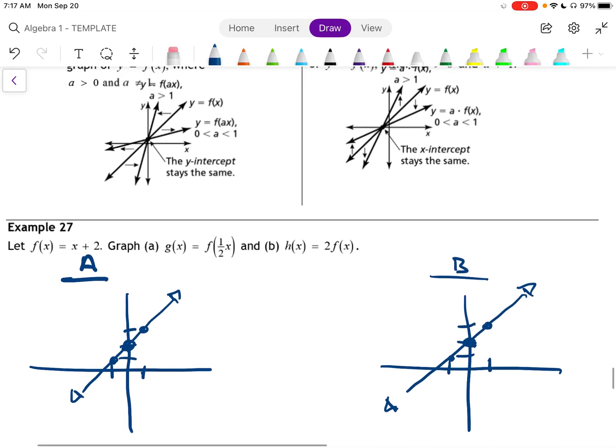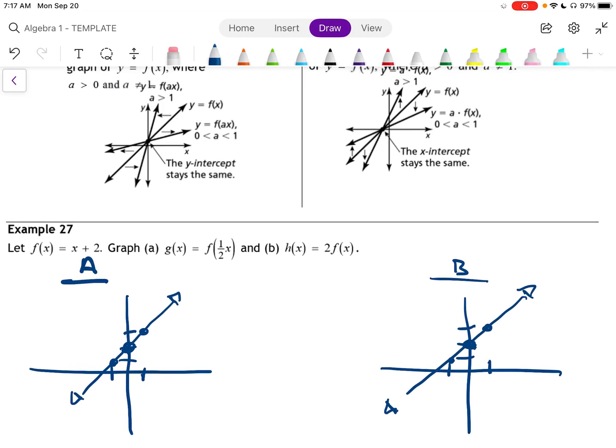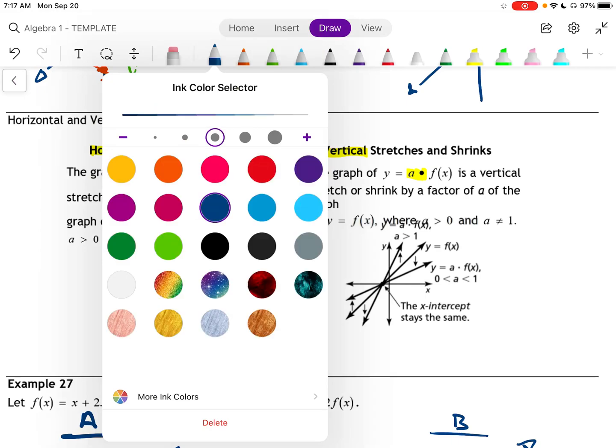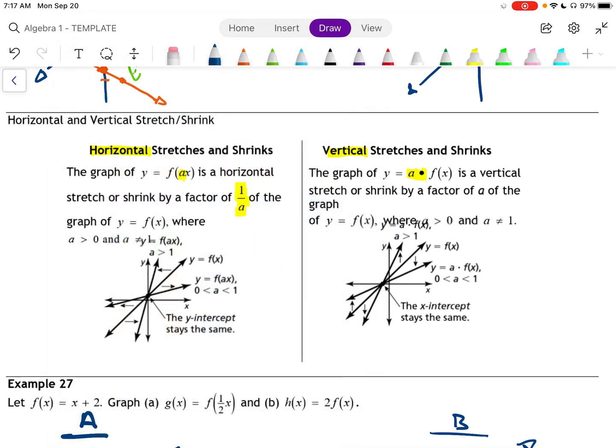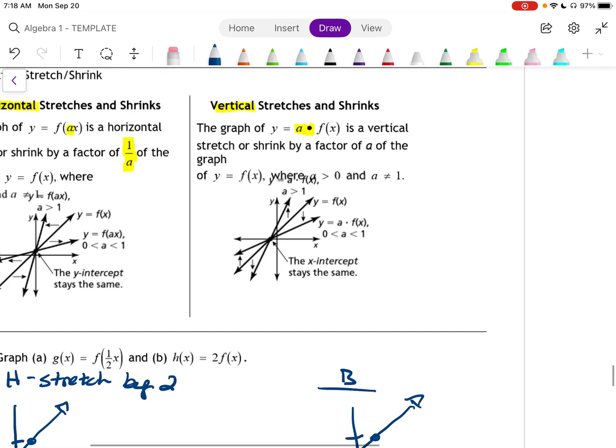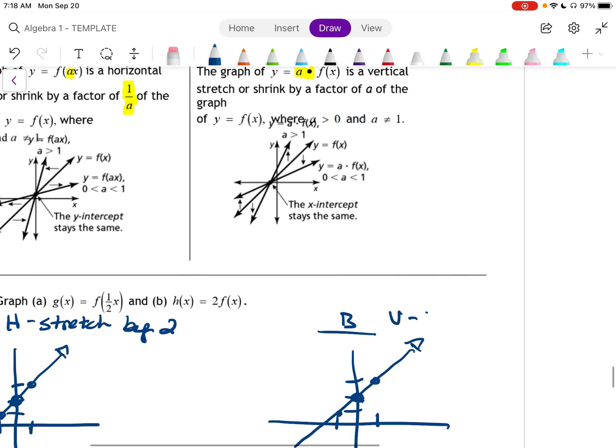Now for A, the graph is f of 1 over 2x, where it's inside the parentheses. So this is going to be a horizontal stretch, and it's always the reciprocal, so it's going to be a horizontal stretch by 2. So we'll call it an h stretch by 2. And then we have the 2 sitting out front, and that one's a vertical stretch by 2.